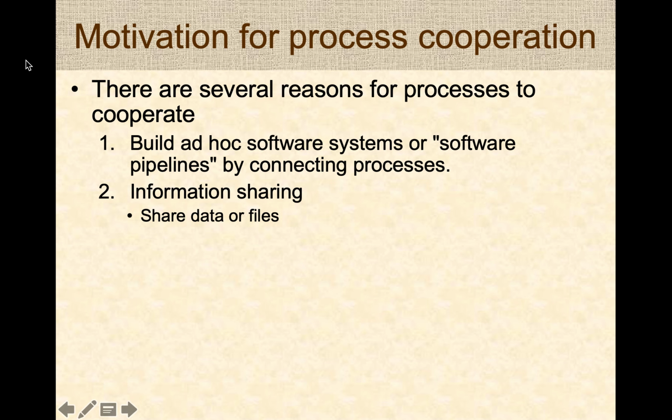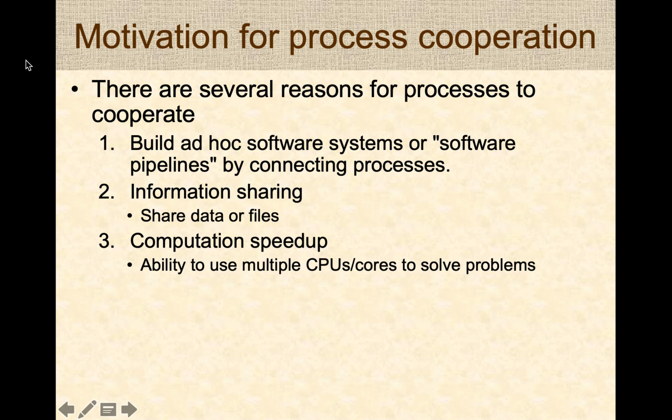Processes can share information, so this enables sharing data or files that one process may have loaded, and it can share it with another process. It also enables processes to operate in parallel by using multiple CPUs or cores, thereby improving the performance of the task being accomplished by the collection of processes.